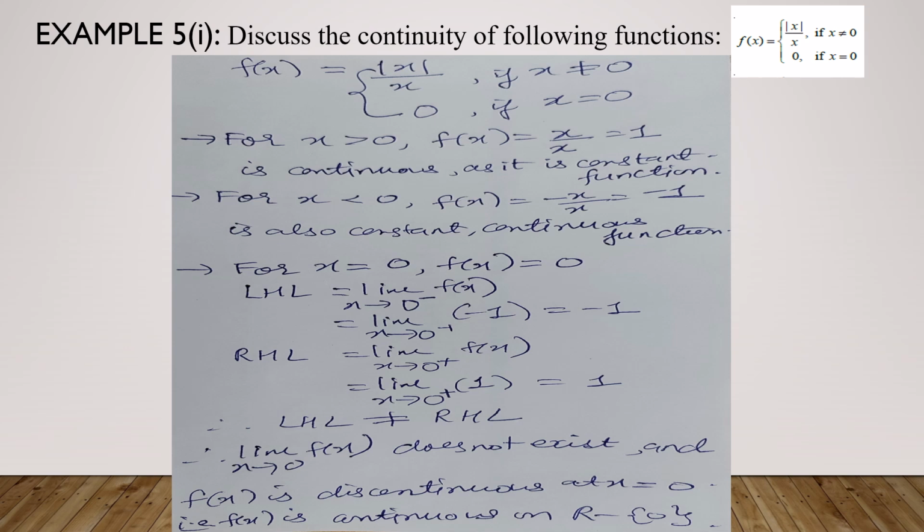And obviously for x greater than 0 and less than 0, both are constant functions, 1 and minus 1. So obviously they are continuous. So it is just discontinuous at x equal to 0. In short, f(x) is continuous on R minus {0}.